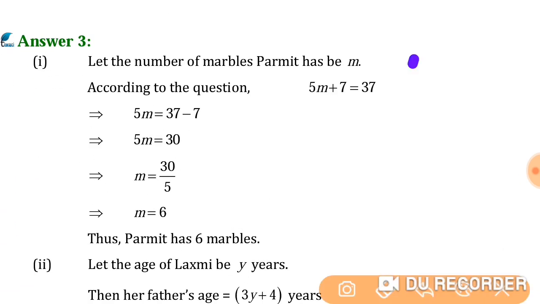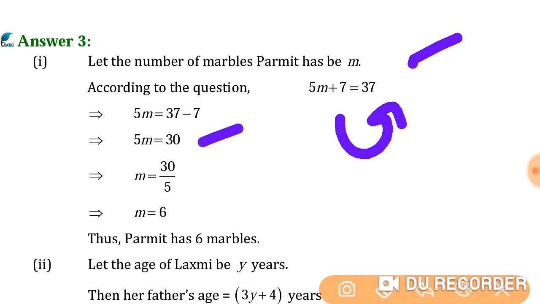Let the number of marbles Parmeet has be m. So 5m plus 7 is equal to 37. Transfer the 7 to that side, so 30 it becomes. Transfer the 5 to that side, multiplication becomes division. So 30 by 5 gives 6. Thus Parmeet has 6 marbles.